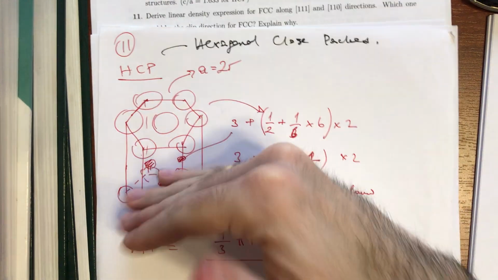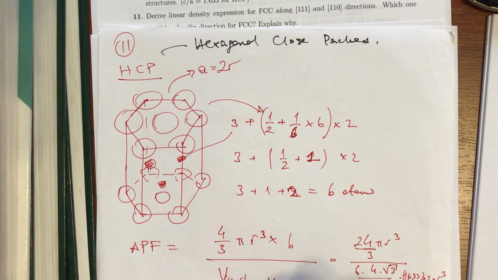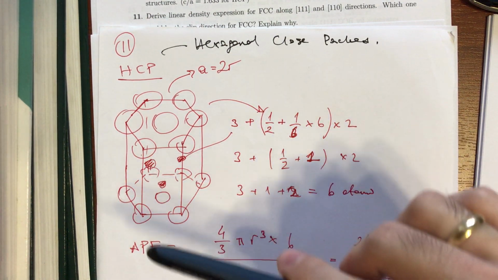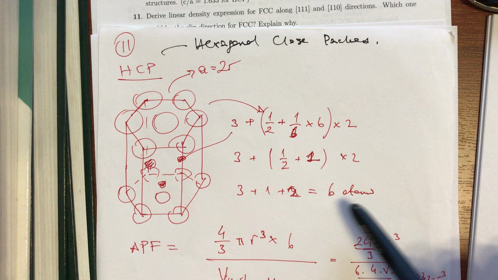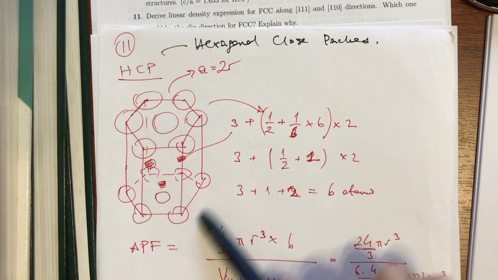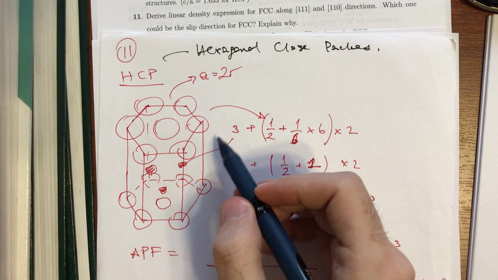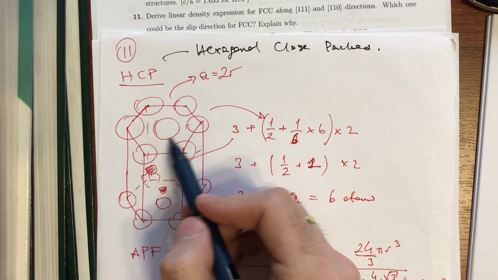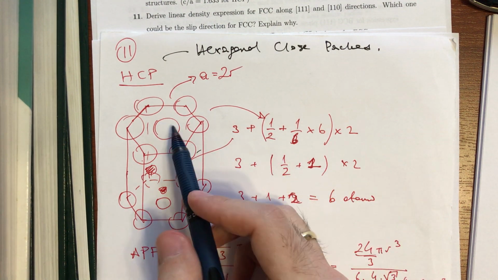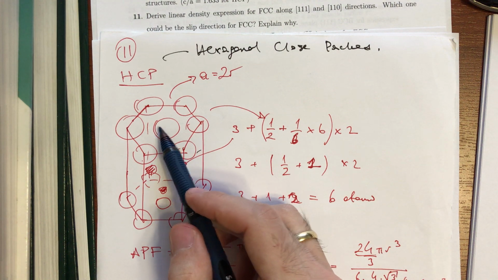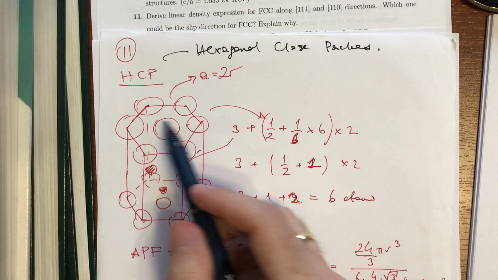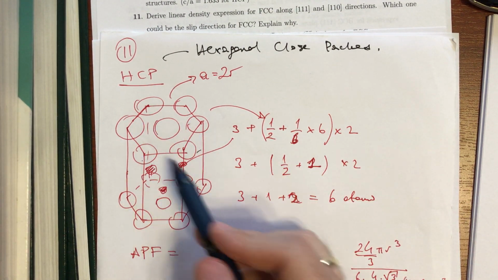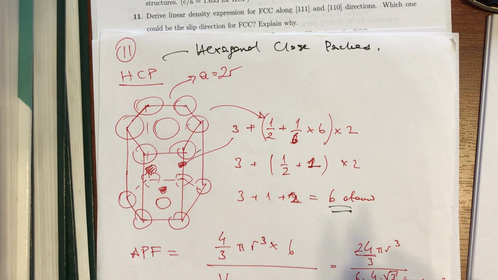That's why it has AB packing. So the top and bottom packing is the same, but the middle packing is different. It's 3 atoms sitting on top of each other. So if you calculate the number of atoms inside the HCP, we have 3 atoms sitting inside the unit cell, plus 1/2 of the center face atom in the basal plane, times 2 of them, plus 6 corner atoms. So in total you will have 6 atoms.